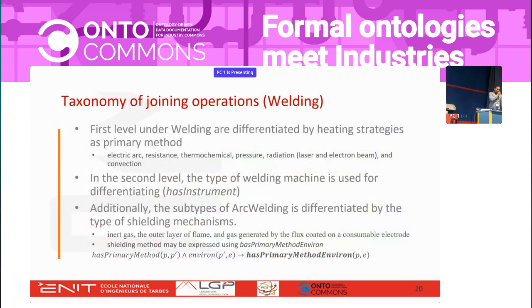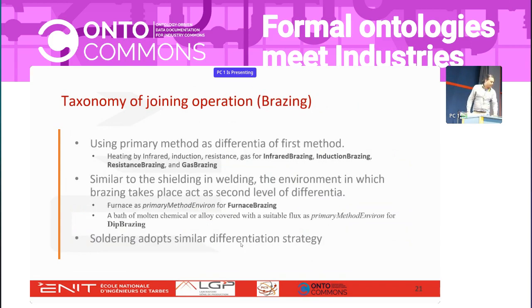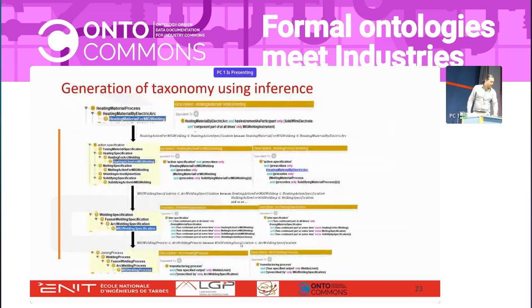Then, of course, there are other, lower levels of this taxonomy, which are basically classified based on the consumable, the types of resources, the machine, tool, and different types of sub-processes, which makes the taxonomy. Not going into brazing. Okay, so now coming to the last part, how this inferred taxonomy works.